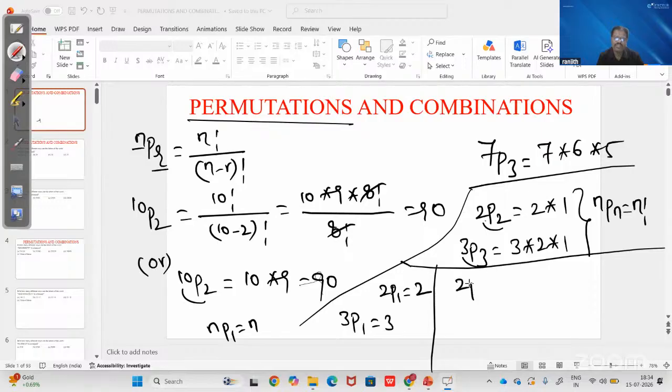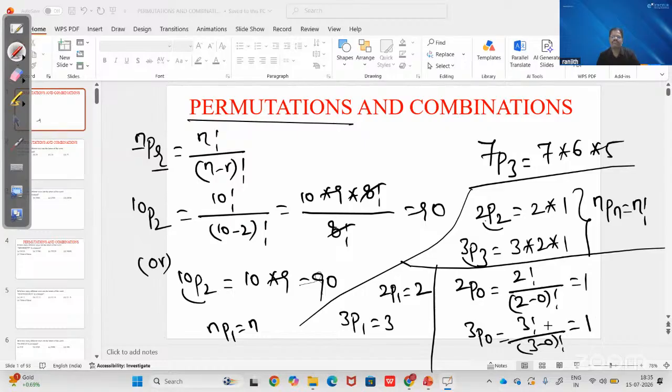Next, what is the value of 2P0? That is 2 factorial by 2 minus 0 factorial, equal to 1. So 3P0 will be equal to 3 factorial by 3 minus 0 factorial, equal to 1. We are not decreasing any value. 2P0 equals 1, 3P0 is also 1. So we can write nP0 equals 1.